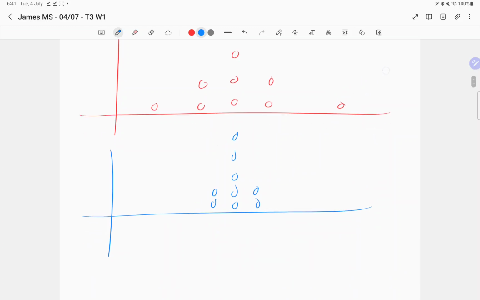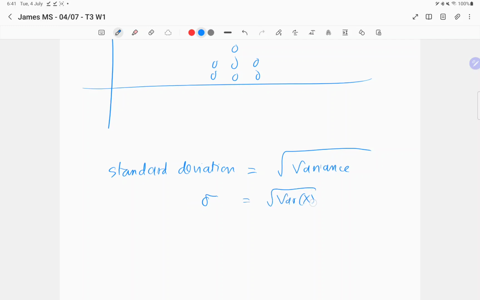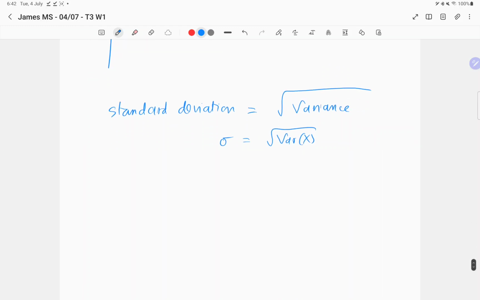Let me tell you the computation formula. Have you learned about variance? I don't think so. Okay. Standard deviation is the same as the square root of variance. Or you would write sigma equals the square root of Var(X), and X stands for any random variable. Do you know what a random variable is? It's just x. Not just x. We'll get to that a little bit later. So that's what it is.